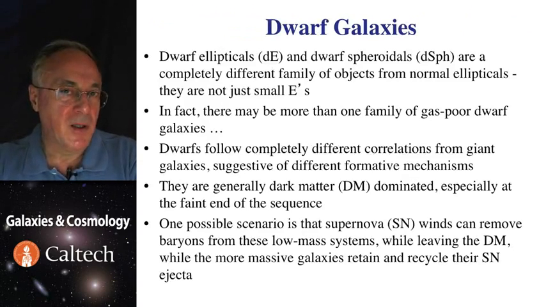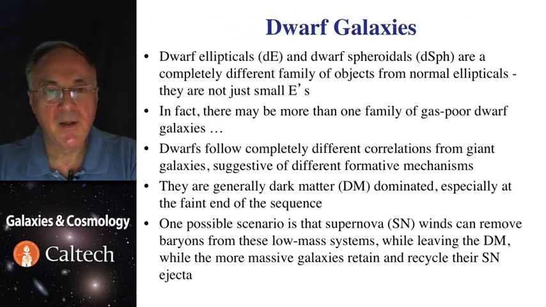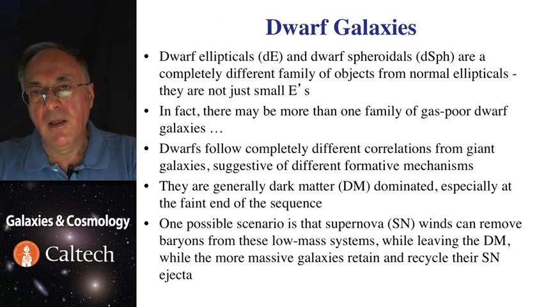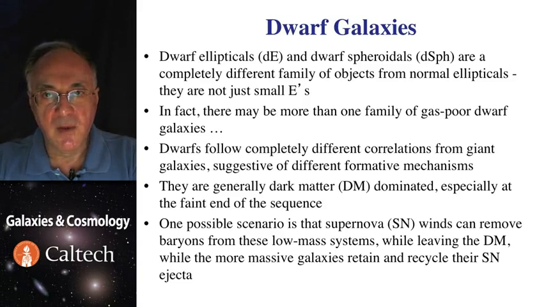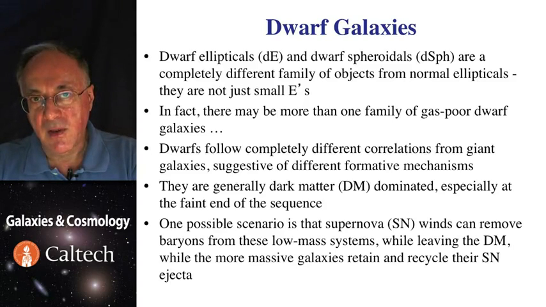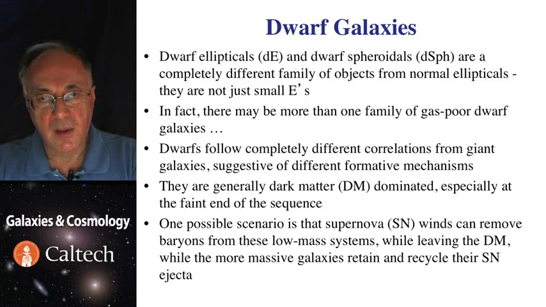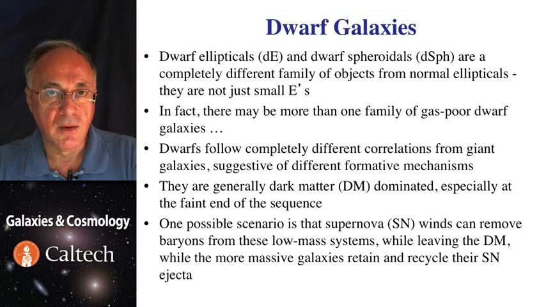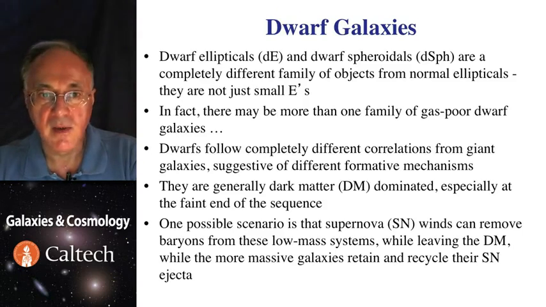And now for something entirely different, dwarf galaxies. In Hubble's days, and for some time after, people thought there is one kind of thing called dwarf ellipticals, and they're just small ellipticals. Now we know this is not the case. They are a very different family of objects, and in fact there may be two different families of objects, in addition to the simple division of being gas poor or gas rich and making stars.